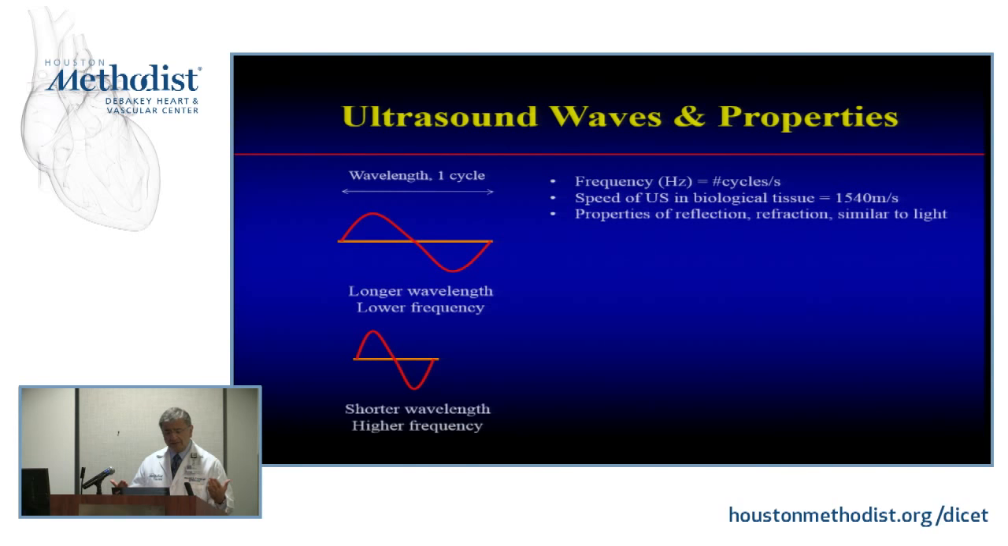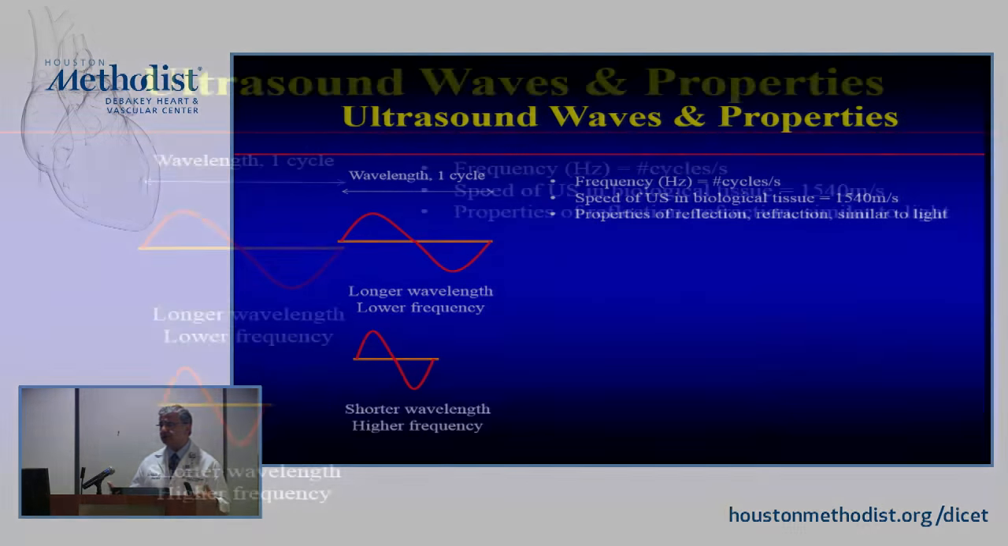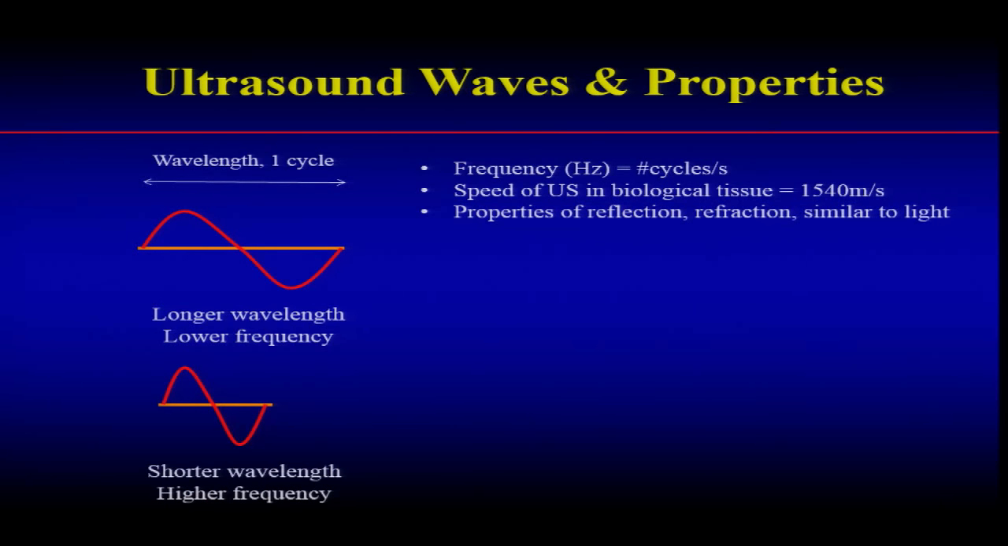So wavelength, by definition, is what you see there; that's the wavelength of it. And the frequency is basically the number of these cycles per second. That's in hertz. The speed of ultrasound in biological tissue is about 1.5 kilometers per second, so 1,540 meters per second. And that's important because that's how you determine ultimately the depth of a certain structure, right? Be it here or whatever it is, that's how you're going to be able to determine it.